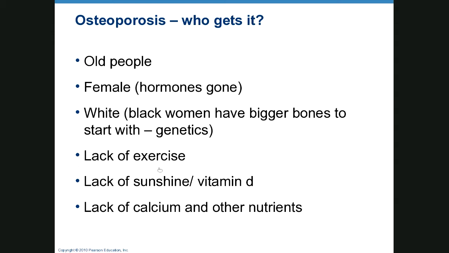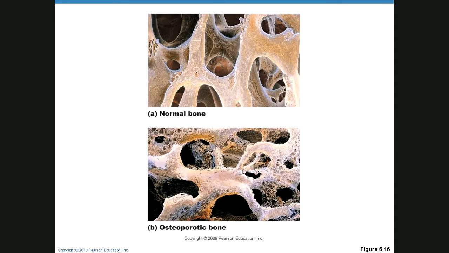Lack of exercise. This is something you could control now. Even as a 20-year-old, you need to get some degree of exercise. You need to get D3. If you don't get sunshine, you need a D3 pill. Lack of calcium in the diet or a calcium phosphorus imbalance. Other nutrients. If you don't have protein, vitamins, your bones are going to deteriorate. This is normal bone. This is osteoporotic bone.